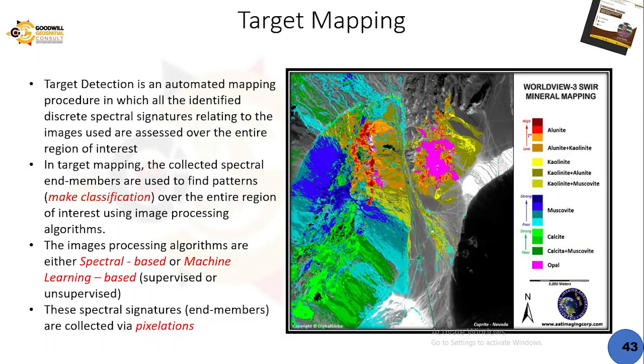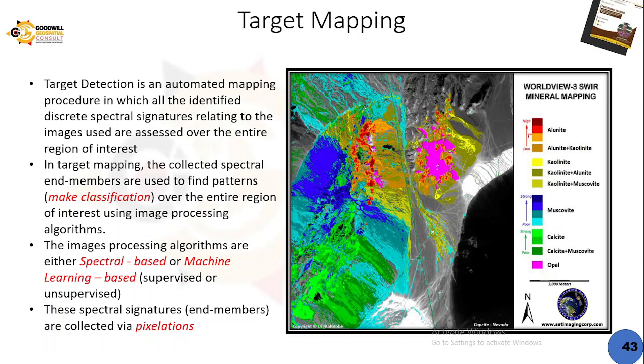Now let's come to target mapping. How can we map our materials? When we did the band ratioing and the spectral end member collection, we collected them for limited areas. We didn't collect them through the entire area, because when you have a large image, you can't be collecting spectral signatures for all the images in every pixel. It takes a lot of time.